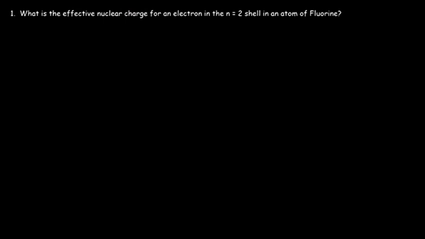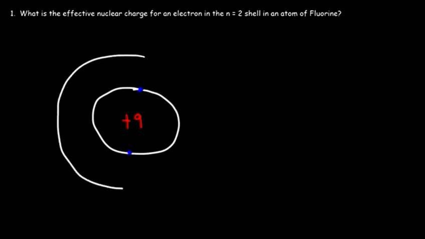Now, hopefully you have a periodic table with you. You want to determine the atomic number of fluorine. The atomic number of fluorine is 9. So this tells us that fluorine has 9 protons in its nucleus. In the first energy level, there are 2 electrons. These are known as core electrons. And in the second energy level of fluorine, there's 7.